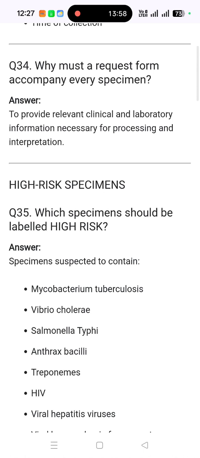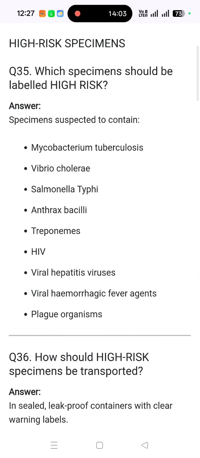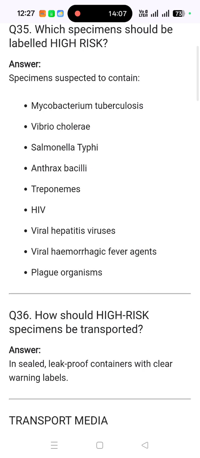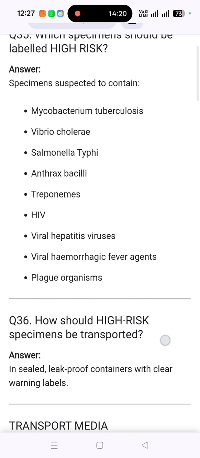High risk specimens. Which specimen should be labeled high risk? Specimens suspected to contain Mycobacterium TB, Vibrio cholera, Salmonella typhi, Anthrax bacilli, Treponemes, HIV, viral hepatitis viruses, viral hemorrhagic fever agents, and plague organisms. So they are considered high risk.